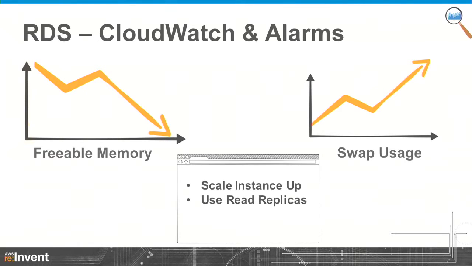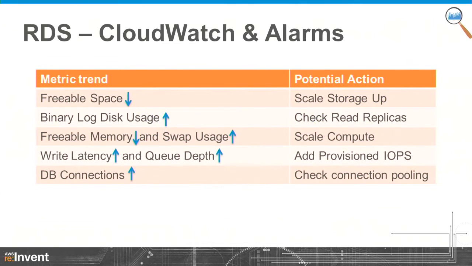So in this particular case, you could either add memory by scaling your instance vertically up, or you could use read replicas and fan your read traffic to the read replicas. And there are a bunch of other metrics and potential actions that you can take when you see specific trends within your database metrics.